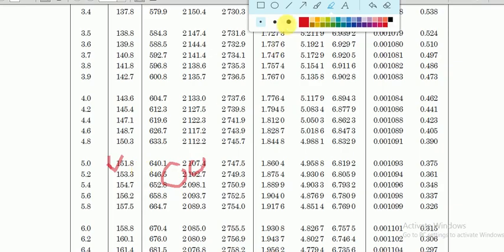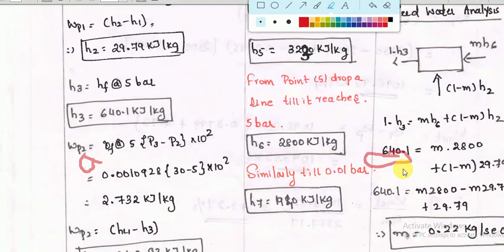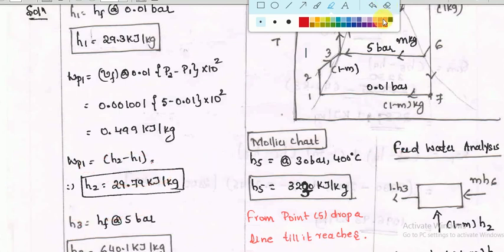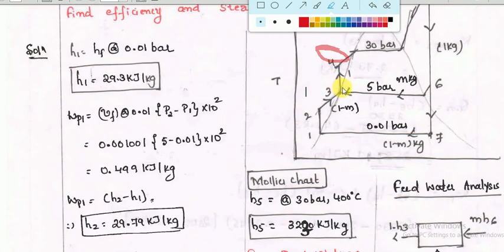So you go to the pressure based chart. At 5 bar pressure, you can note down the volume of the fluid. The volume of the fluid is 0.001093. Now multiply by 100 to convert bar into kilopascal. Now we know the pump work, and we know the value of H3. Then we need to find H4.